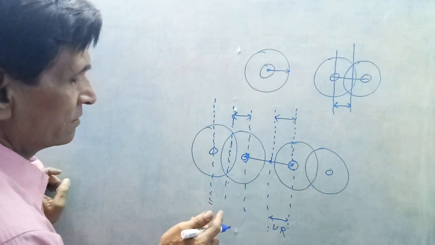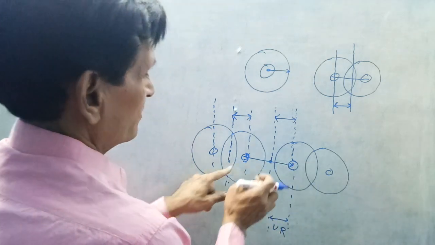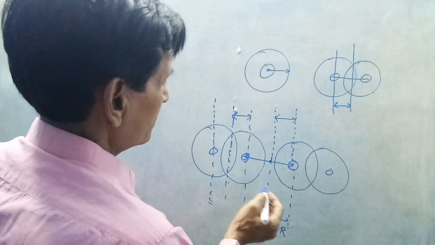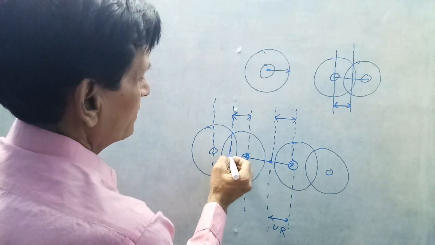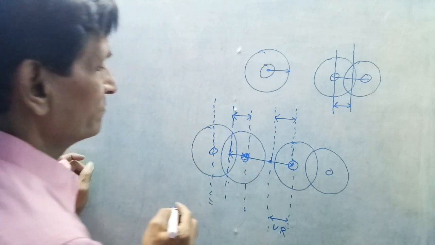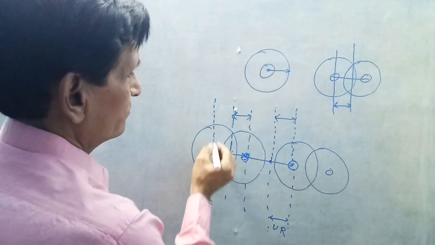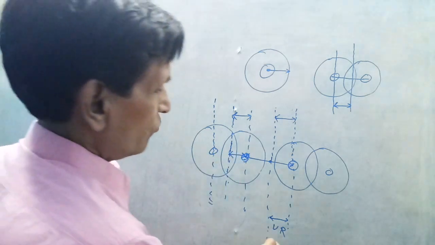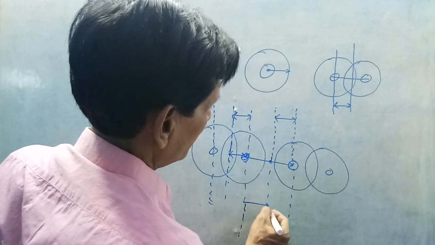And from here to here, van der Waals radius. And this is covalent radius. From which part? Here, covalent radius. Here covalent radius. Van der Waals radius means this is van der Waals radius.